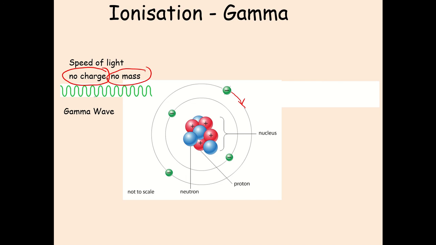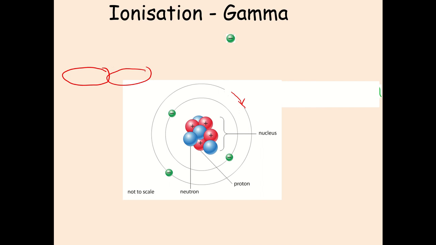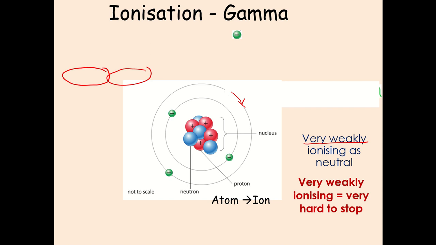So it's only possible to keep moving in a circle at a constant speed if you've got a certain amount of energy. If you get too much energy, you can't move in that same circle anymore. So that's unlikely, but it's possible. So what that means is gamma is very weakly ionizing because it's neutral. Because it's very weakly ionizing, what that means is it's very hard to stop. Okay, so that's going to link back into our table.